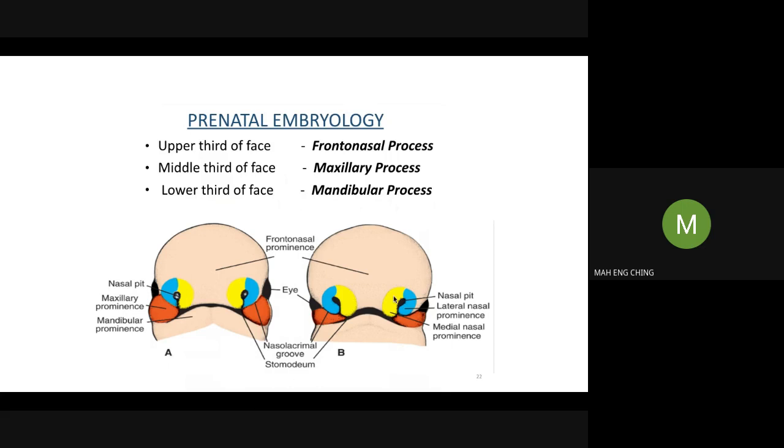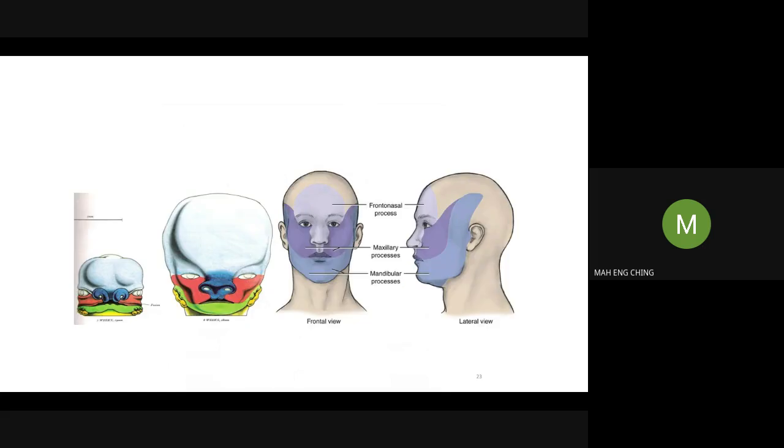So this one is just a summary of what we said. Frontal nasal on top. Then we have the nose on the left and right, formed by the medial and the lateral nasal. Then we have the left and right maxilla, and the bottom is the mandible. So again, this one is a summary.